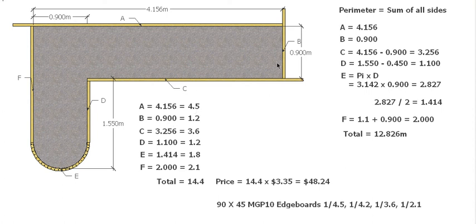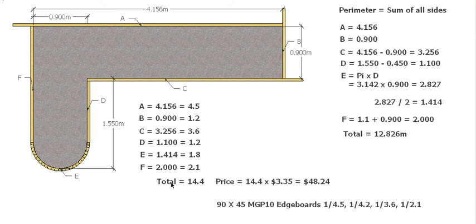For B, the 900 side here, I could use a 1.2. This side C, it was 3.2. I could maybe get away with a 3.3, but I'm not going to. I'll go to a 3.6. D was 1.1. I can probably get away, but I'm going to have to cut this one anyway, so I'll use a 1.2 in there. For E, we needed 1.414, so I'll use a 1.8, and for side F, 2 meters, so I can use a 2.1.